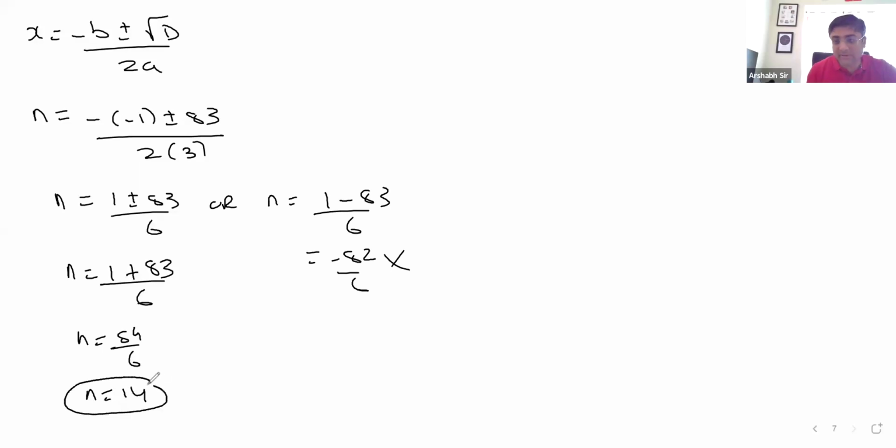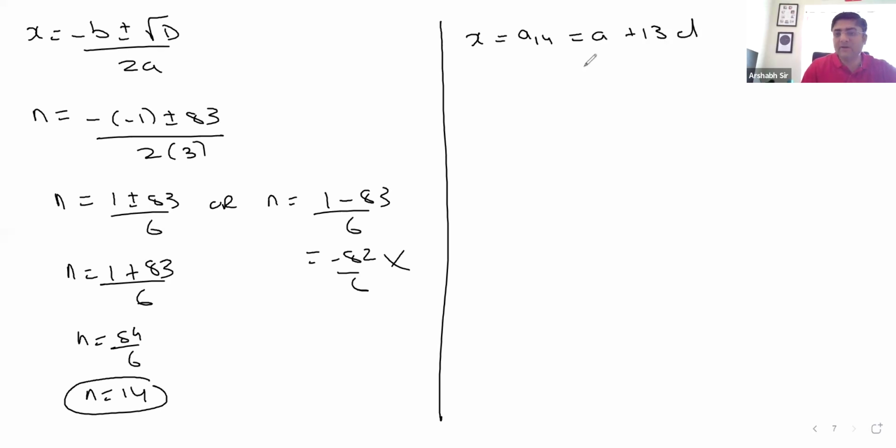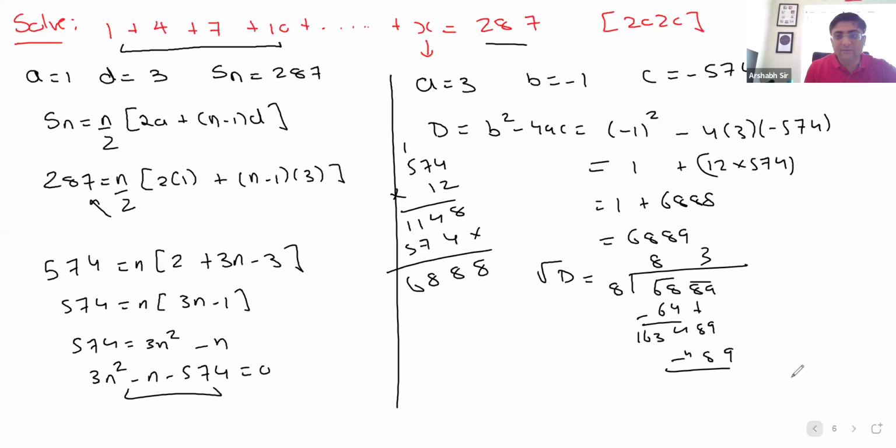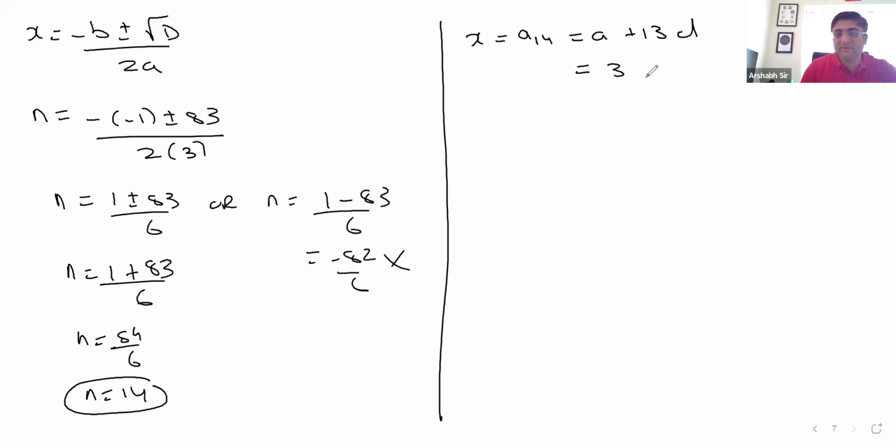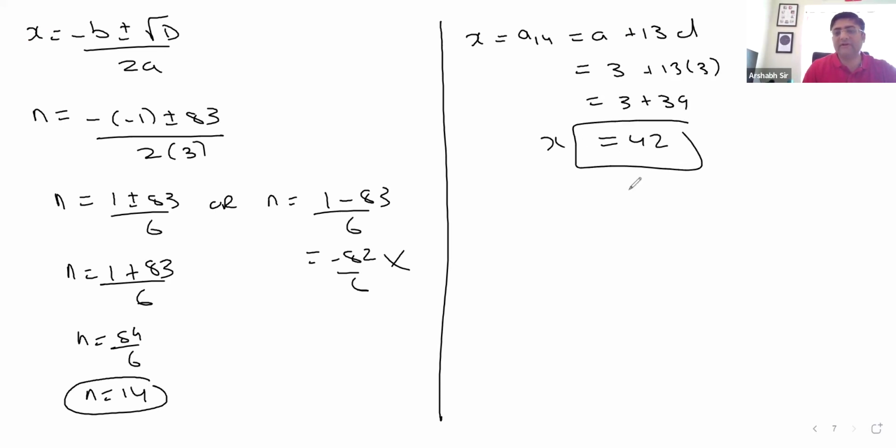Now what does n equal to 14 mean? There are 14 terms in this whole AP. What do I need? I need the last term, the 14th term. So x is nothing but a14, that is nothing but a plus 13d, beta. So what is the value of a? 3, plus 13d. What is the value of d? 3. So 13 times 3, that is 3 plus 39, that is 42. So this is the value of x. Did you all understand this, beta? Yes or no?